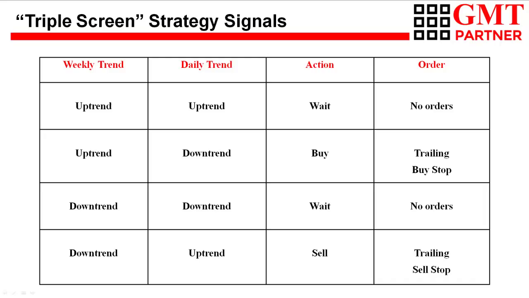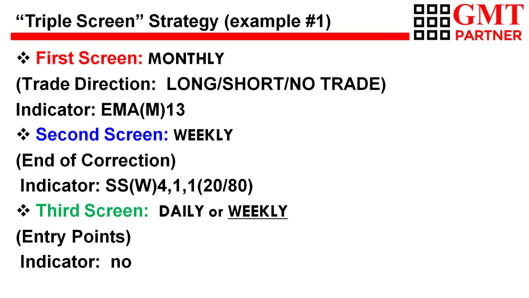If we summarize all key information about the rules of the triple screen strategy on one slide, we will get the following picture. On the first screen, the trader uses the monthly chart and a trend indicator, such as EMA13, and his goal is to determine the direction of the major trend. On this basis, he will decide what position to open: short, long, or stay outside of the market.